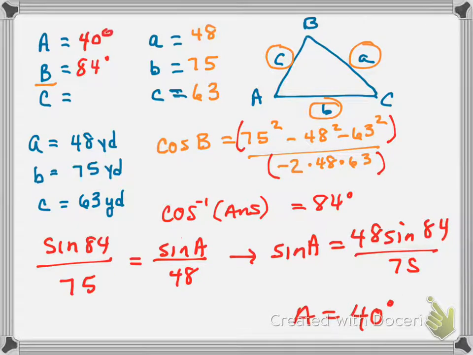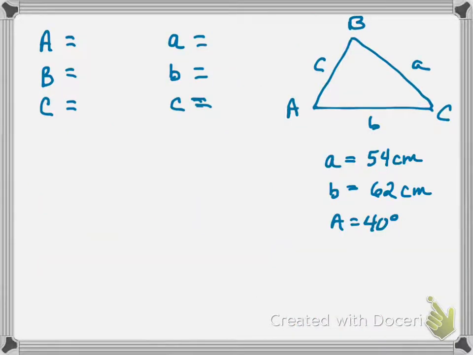Now the only thing left to find is angle C, and I can simply add these up and subtract from 180, so that'd be 124. So 180 minus 124 should be 56. All right, and that's all for that problem. All right, next problem.